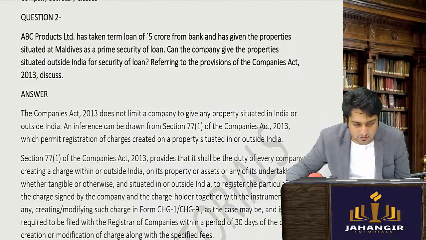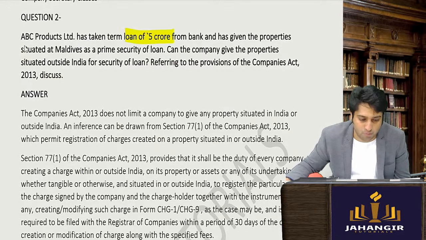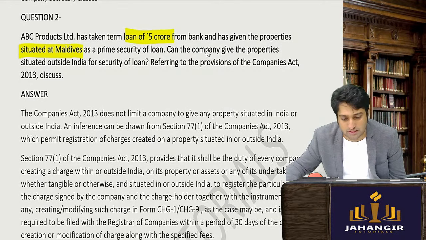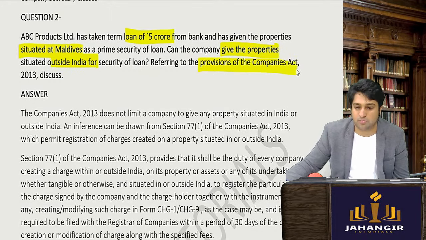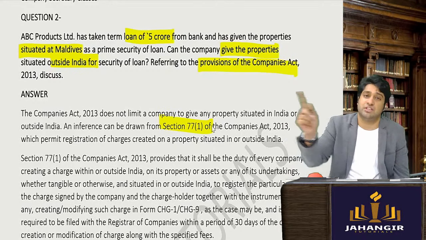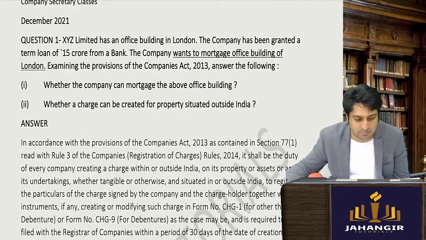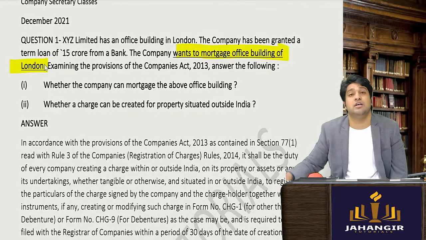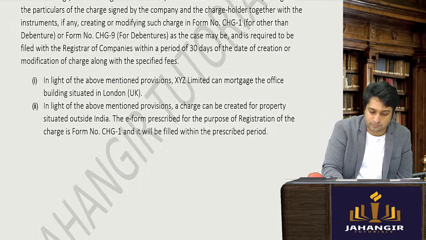Then similar thing they said, ABC has taken a term loan of 5 CR and given a property situated in Maldives. Can the company give the property situated outside India? Referring to the property. So you will write section 77 subsection 1 and you will say whether in India or outside India. Now again similar thing, they say that the office building was mortgaged which was in London. So again you will explain section 77 subsection 1 and that is it. We are done with the charge document, entire topic of charge.